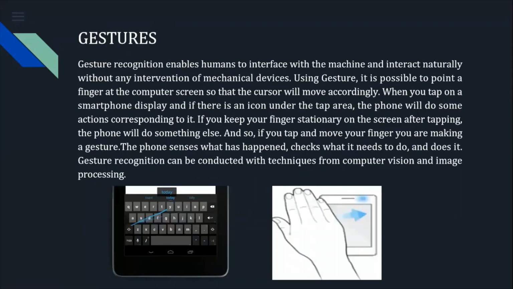Next come the gestures. Gesture recognition is commonly used by all people nowadays in their smartphones, which enables us to interface with the machine and interact naturally without any mechanical device intervention. So what the phone does is it senses the gestures made by humans and performs accordingly. Gesture recognition can be conducted with techniques like computer vision and image processing. For example, we can also point in front of a computer screen to make the cursor move accordingly.